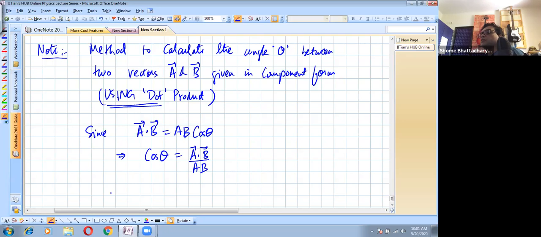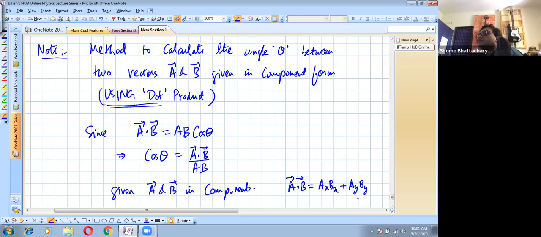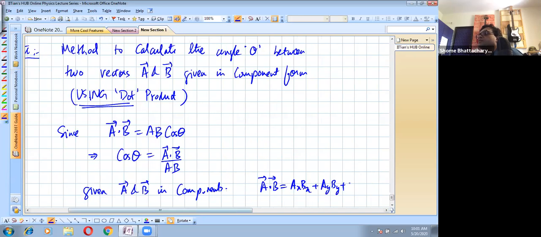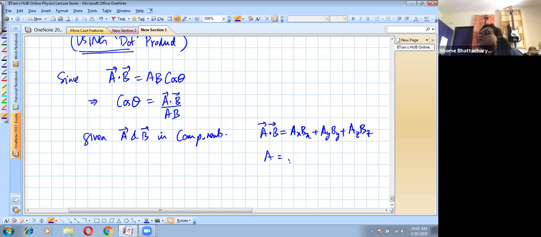So given A and B in components, we know that A dot B is given by a simple formula, AX BX plus AY BY plus the product of Z components. Okay. And similarly, we know that the magnitude of A is this simple formula.